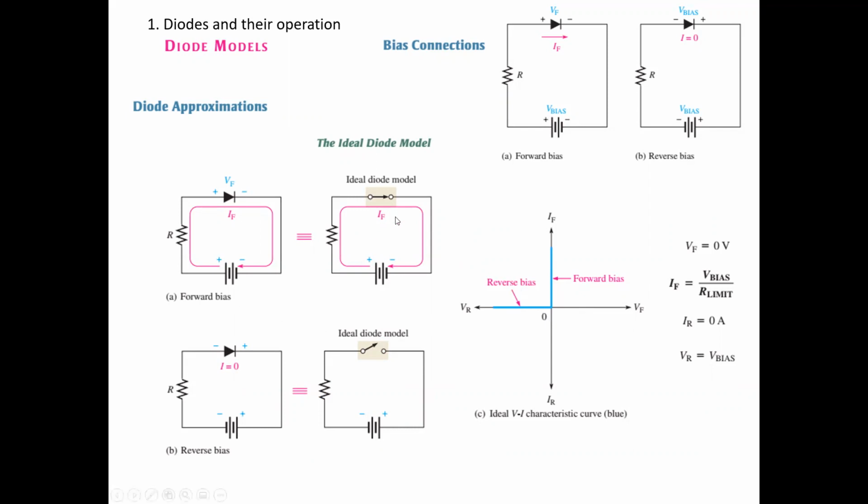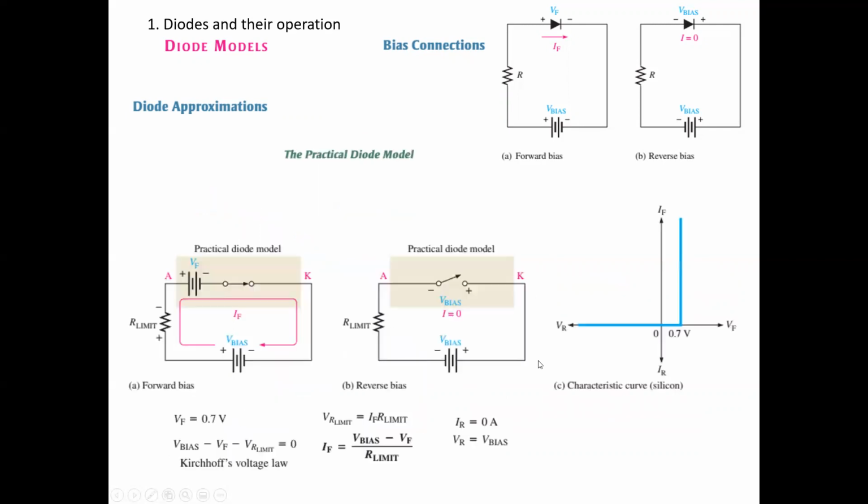Here you can see we always connect this resistor because we need current limiting for the diode. When we exceed that, we are burning the diode. Because of that, we have this current limiting resistor. So in this situation, it is acting as a switch when it is working in the forward bias region, and when it is working in the reverse bias region, it is like an open switch.